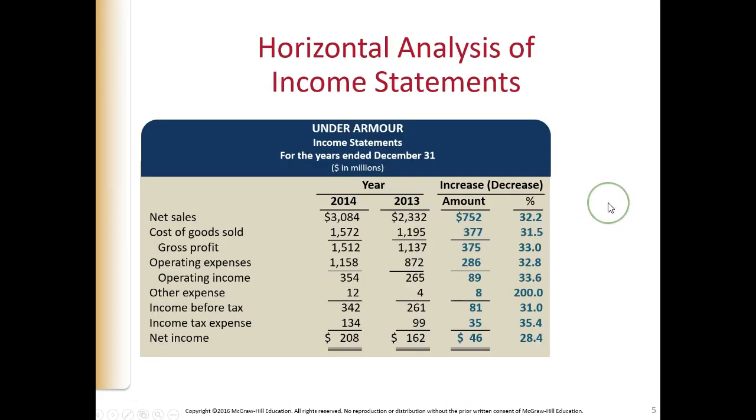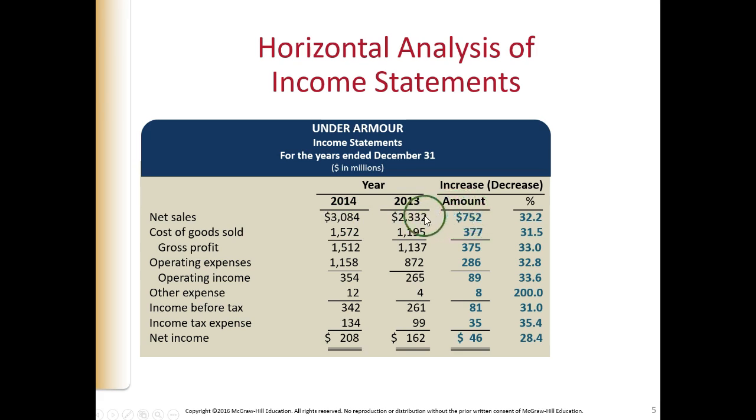Another way to look at analysis is to use something called horizontal analysis instead of the vertical analysis we just looked at. Horizontal analysis compares the same company over time. What you first need to do is have a base year. That's the earliest year in this schedule, so 2013 in this case. Now subtract the earlier year's numbers from the later year's numbers. And so 3,084 minus 2,332, and you'll get $752 as the difference.